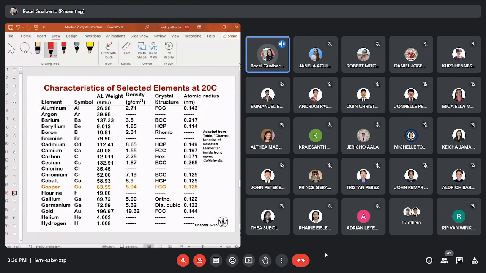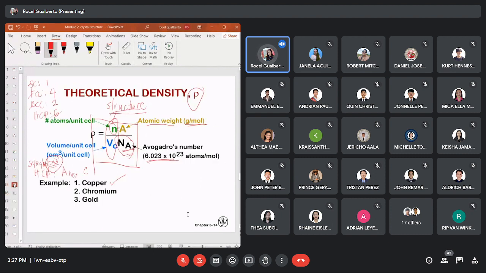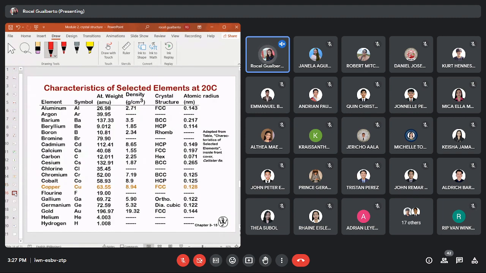Okay, so on this slide, it is a table pertaining to the characteristics of some of the elements. So this is simply adopted from the front cover of our textbook, yung kay Callister. So ito po yung characteristics ng ilan sa mga elements po natin. So in particular, ano po yung unang pinapa-solve sa atin? Let us find the theoretical density of copper. So for copper, tingnan po natin ngayon dito sa table. Ito po yung copper, yung naka-highlight.